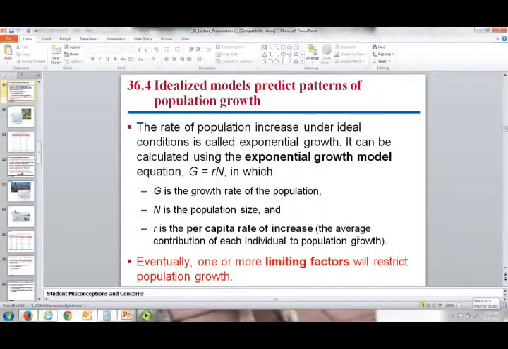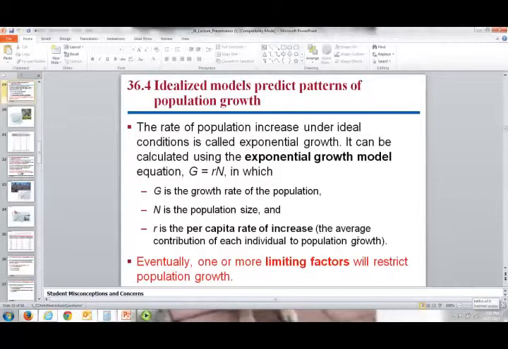Another thing we look at is the rate of population increase or decrease. The increase under ideal conditions is called exponential growth, and it can be calculated using the exponential growth model. There's an equation that is used to represent this, where G is the growth rate of the population, N is the population size, and R is the rate per capita of increase. So the equation is G equals R times N.